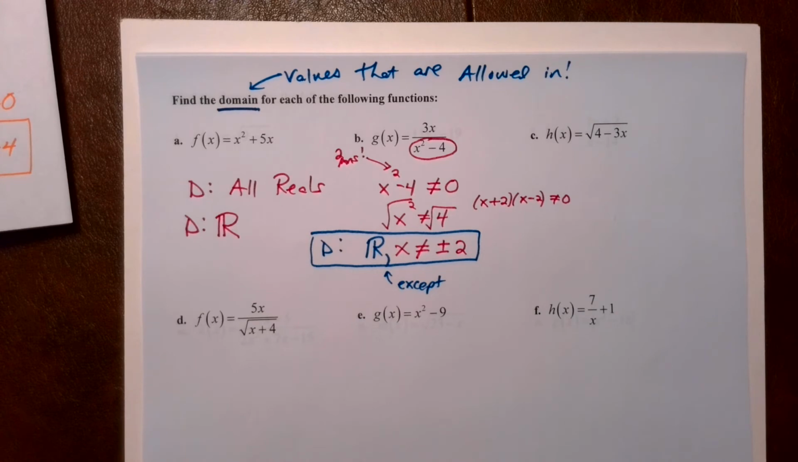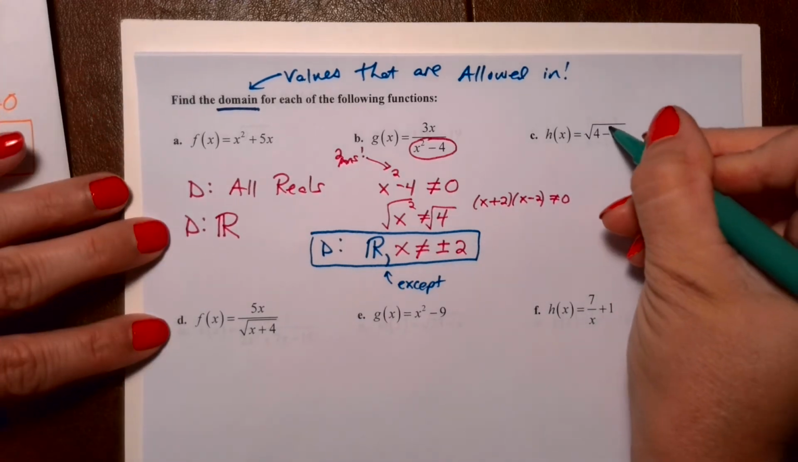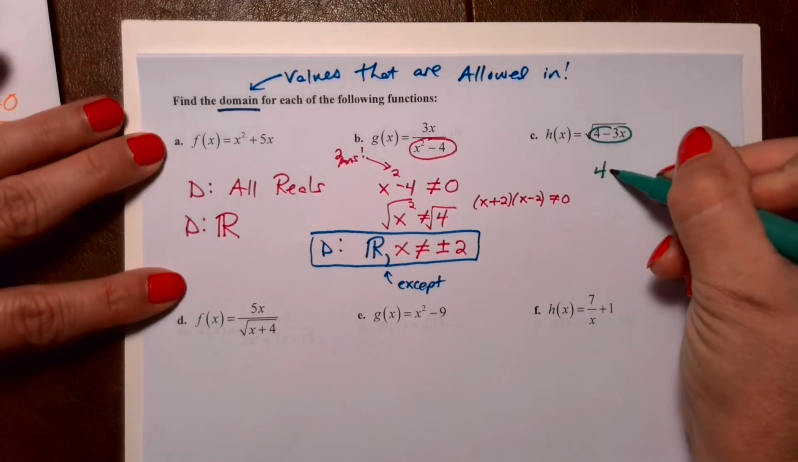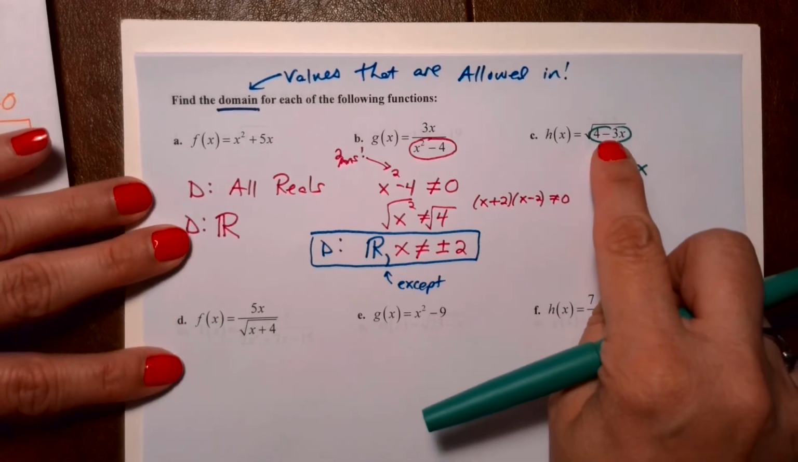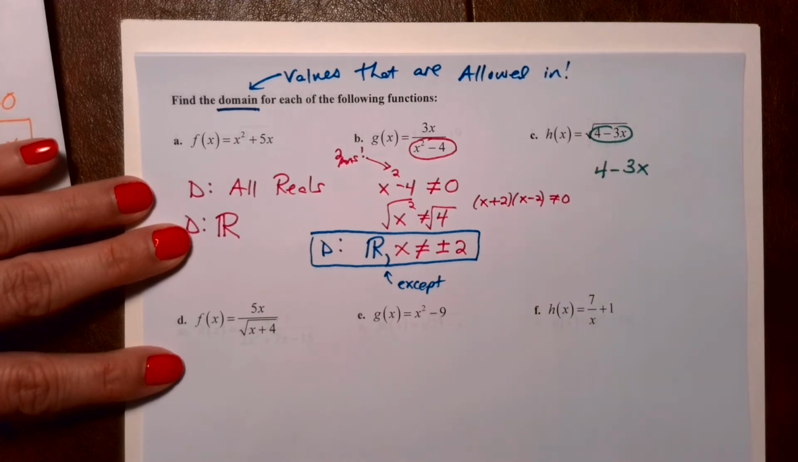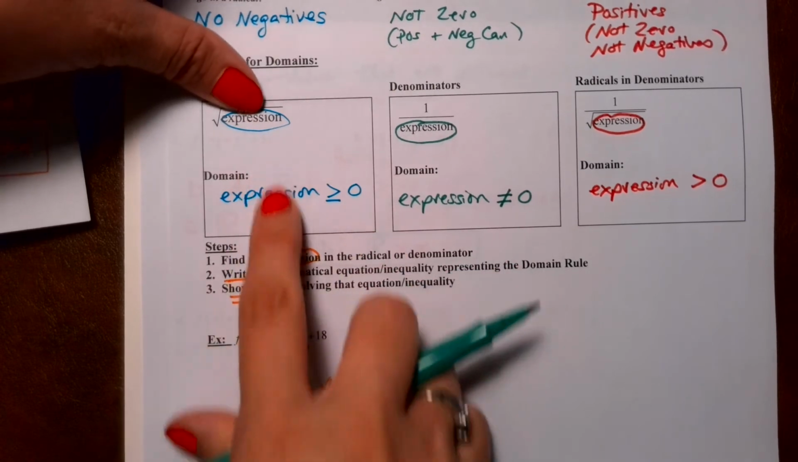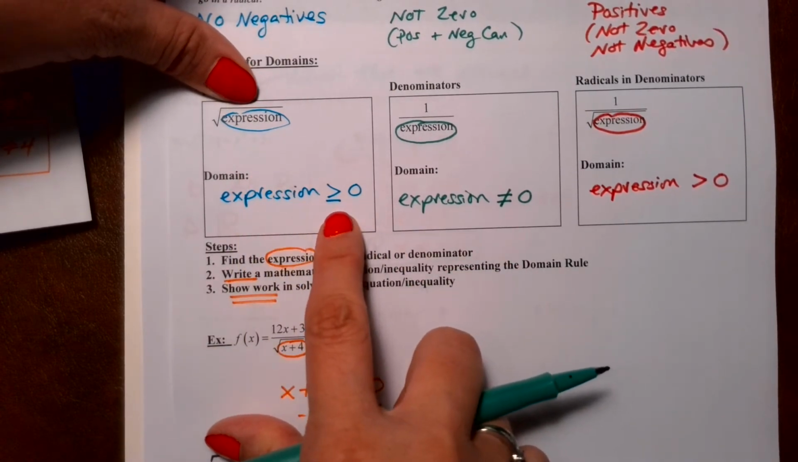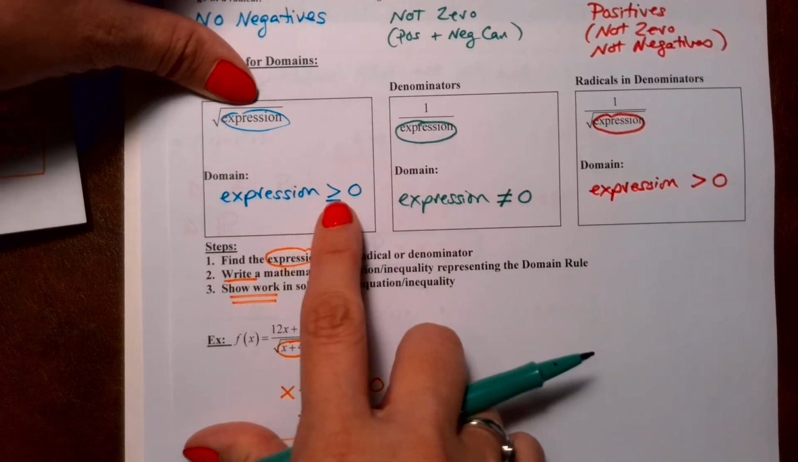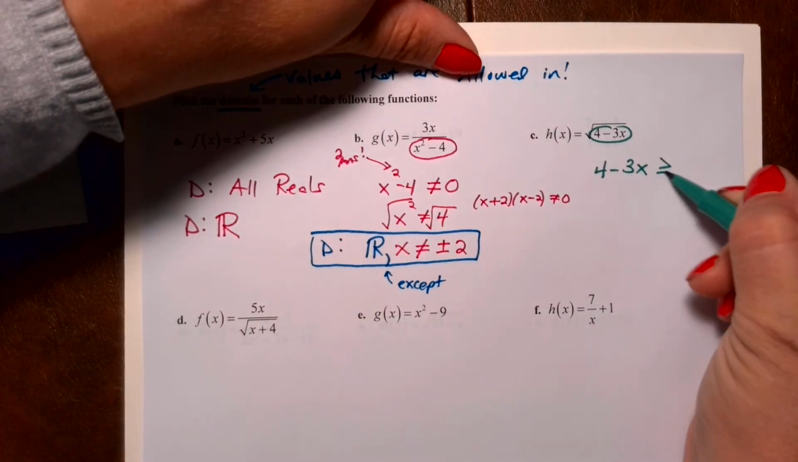Okay, let's go do problem C. I see an expression that is in a radical, so I'm going to write it down. Expression in a radical, what's that domain rule? It might be helpful to go back to your notes. If you have an expression in a radical, oh yeah, greater than or equal to 0. Greater than or equal to 0, not the negatives, right? But greater than or equal to 0.